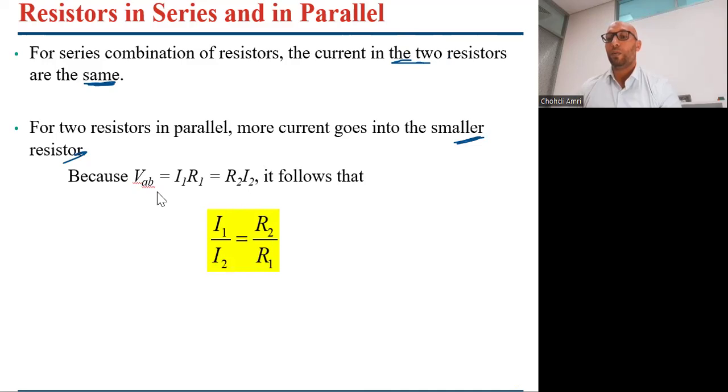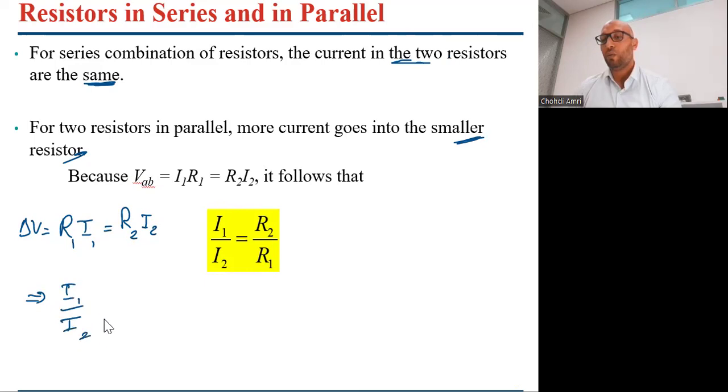Because, as you know, for the parallel, we have the same potential difference delta V. So that means delta V equal R1 I1, which is equal, because they are parallel, R2 I2. So what we can conclude, we can say that I1 over I2 will be equal R2 divided by R1. So the more current will be going through the lowest resistance.